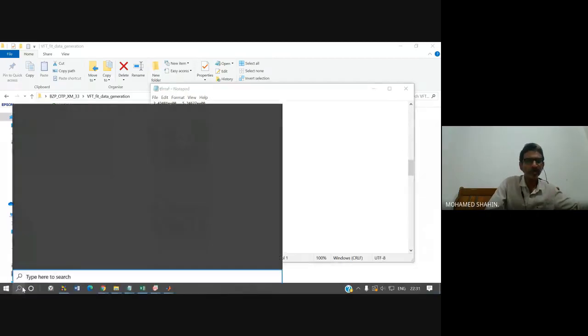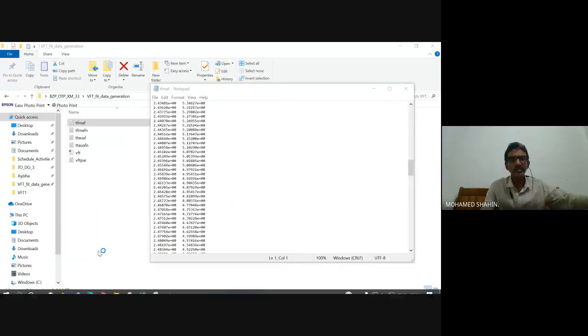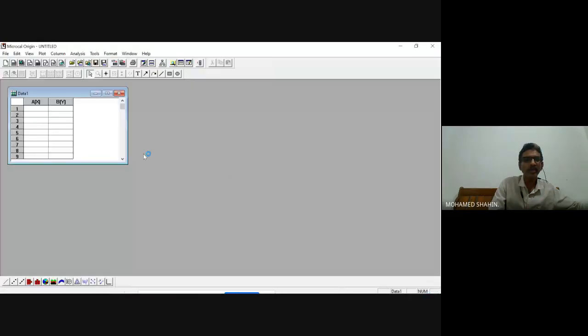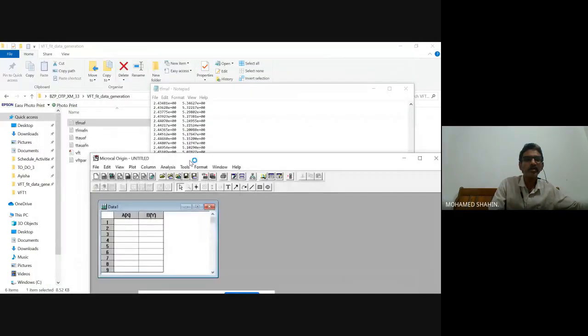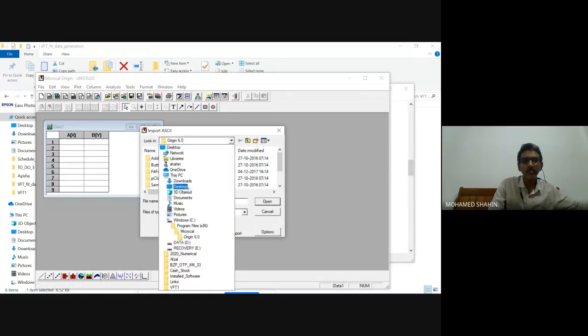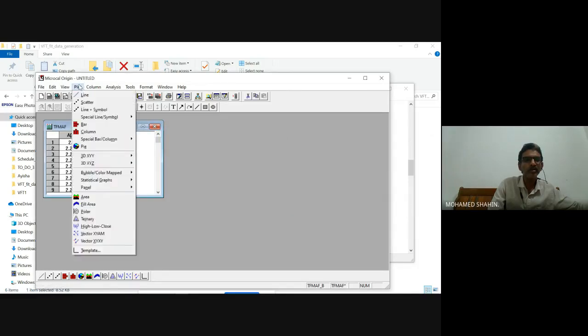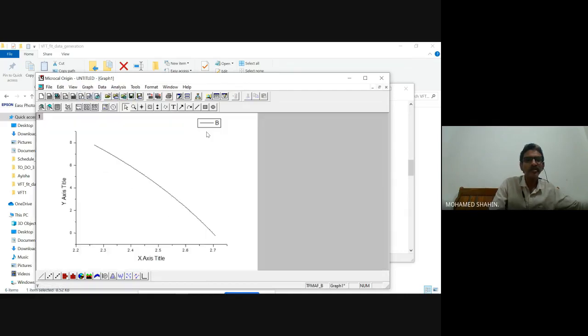We will go and see what it is by plotting in Origin. Let us see where it is. Desktop, VFT data generation text, TFMA plot line. Now you can see that this is the curvature. This is the fitted line, for example. This is the fitted line.